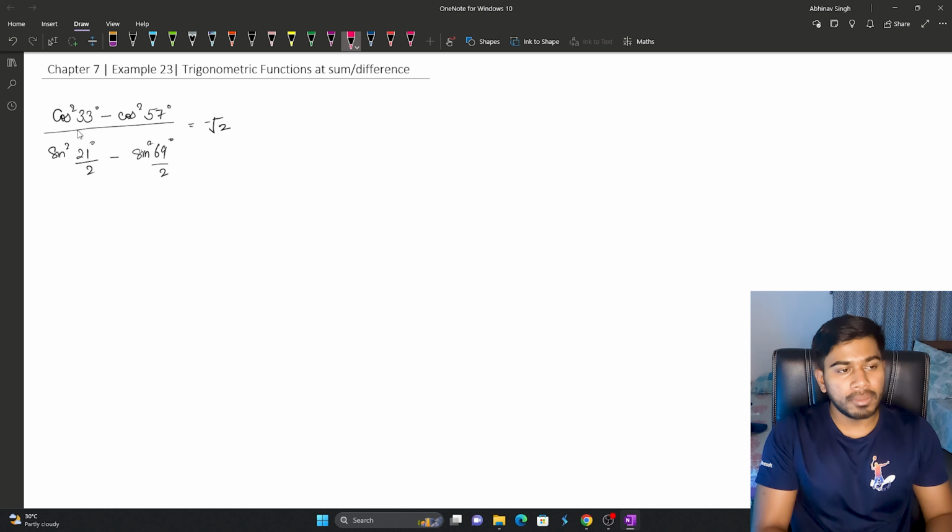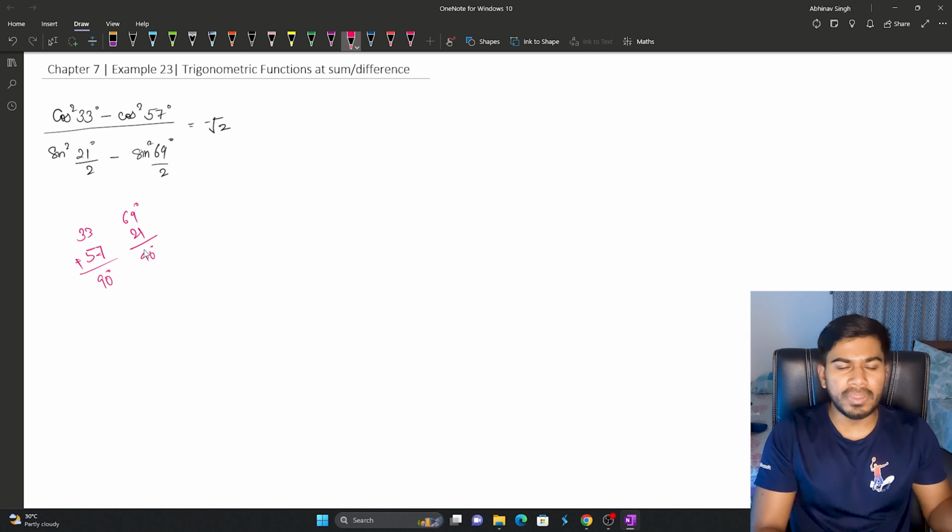So we will try to get hints or observations. First observation is the angles are 33, 57, 21 by 2, 69 by 2, and we do not know the values of cos and sine at these angles. So we cannot simply substitute the values and solve it. That's not gonna work. Then the second observation: if we sum these angles, 33 degree plus 57 degree, we get 90 degree, and if we sum the denominator angles, which is 69 by 2 degree and 21 by 2 degree, we get 90 degree.